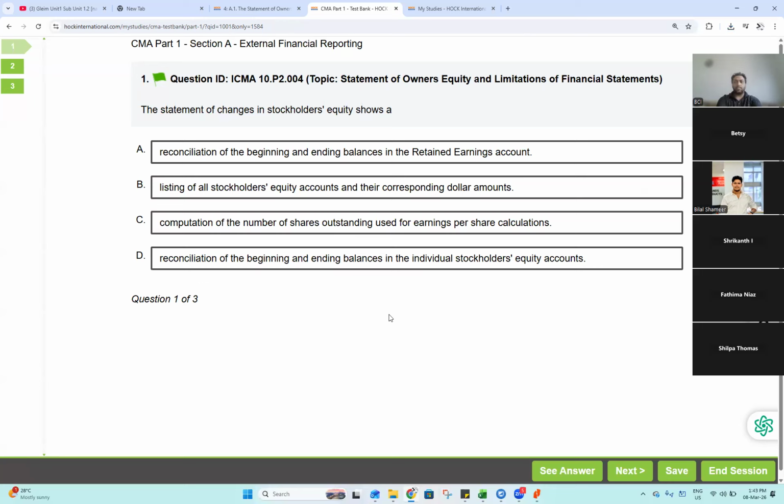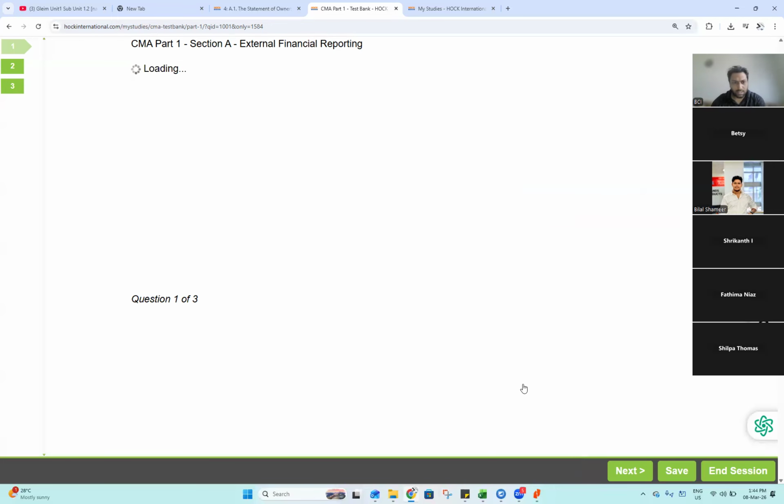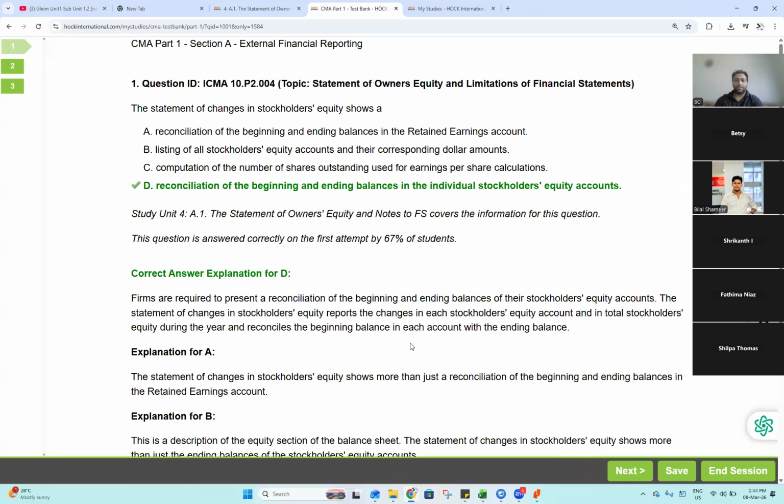Not only retained earnings, we will see all of the accounts in the stockholders' equity. We'll have common stock opening and closing balance and the reconciliation, additional paid in capital, treasury stock, all of them come, right? So it should be D. Reconciliation of the beginning and ending balance in the individual stockholders' equity accounts, right? Let's see. Yep. Okay.